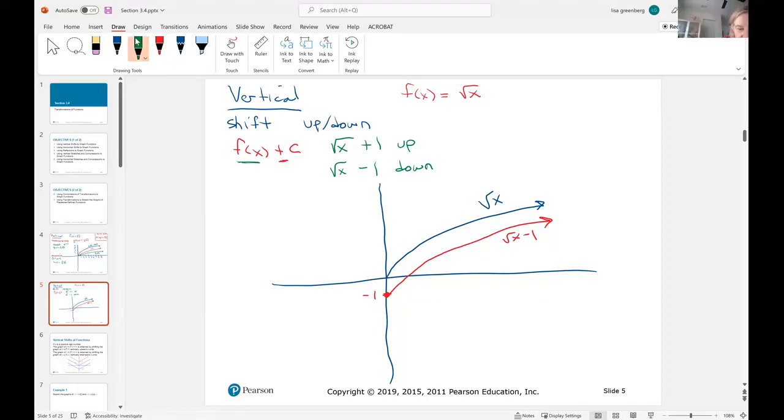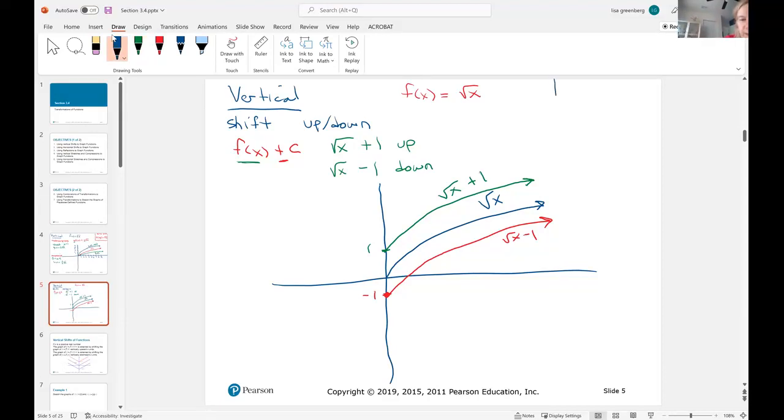Or I could say plus 1, and then I'm shifting the entire graph up. I'm trying really hard not to change the shape. So this would be the square root of x plus 1. And we can see that that shift just moves it up or down. So if you have a plus, it goes up. If you have a minus, it goes down.